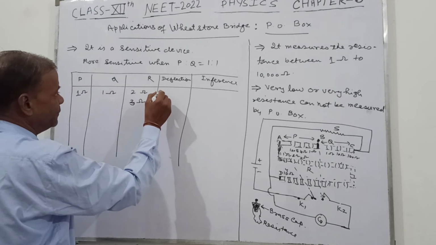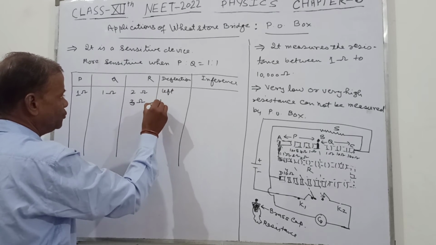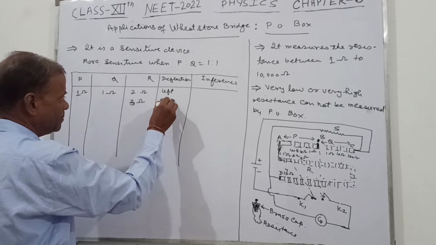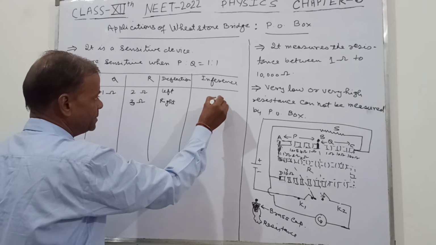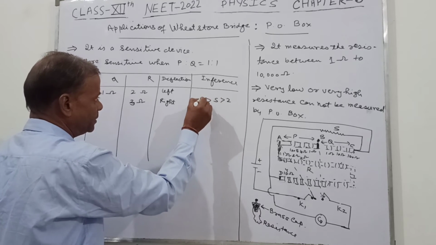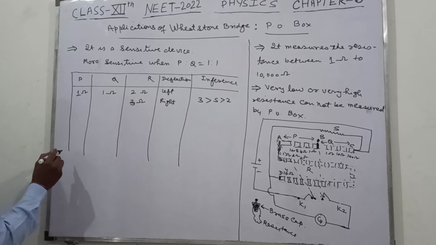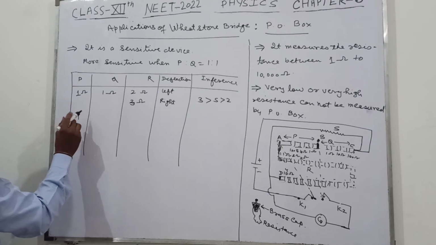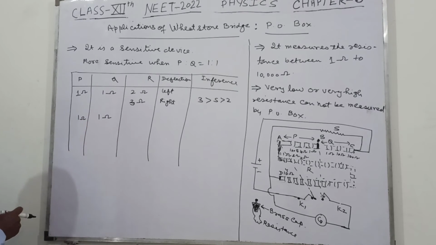Here we get the deflection towards left and here towards right. It means that the resistance S is greater than 2 but less than 3. And now suppose we are given the same one, 1 ohm.